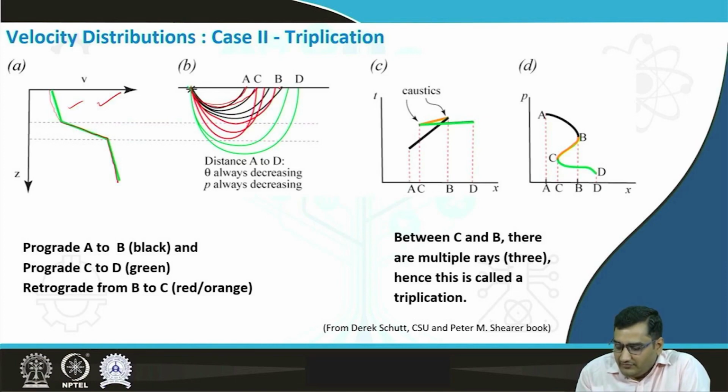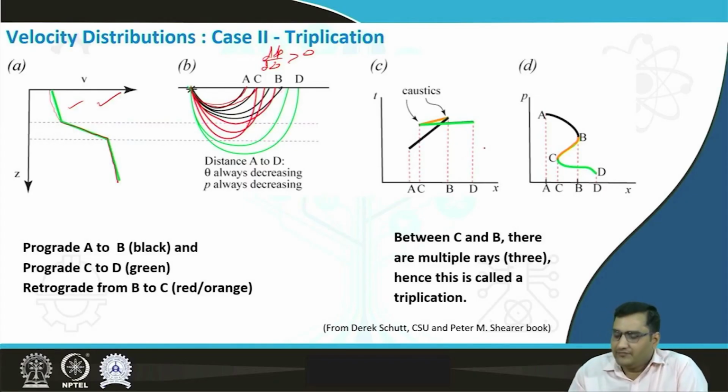But once you go from B to C for the red rays, which are coming from the high velocity zone, they will have retrograde motion, and hence in this case dp by d delta will be greater than 0. So between A and B, dp by d delta is less than 0. Between C and D, dp by d delta will be less than 0. But between B and C, dp by d delta will be greater than 0.